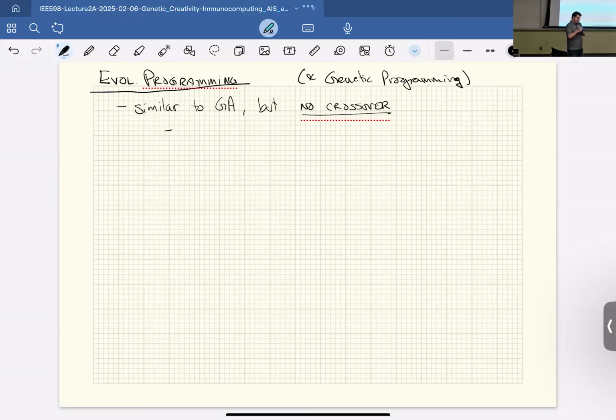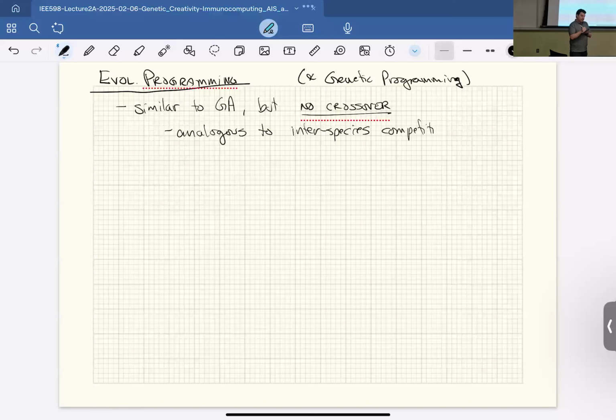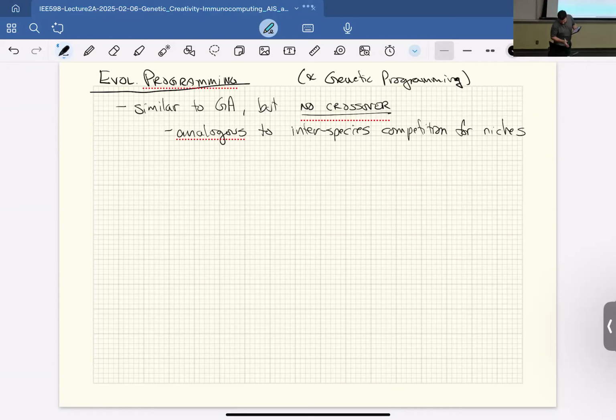This is analogous then to interspecies competition for niches, basically. So we're not going to have sharing of genes. We're just going to have competition. Who's better than who, and that's who gets to reproduce. So what does that give us?